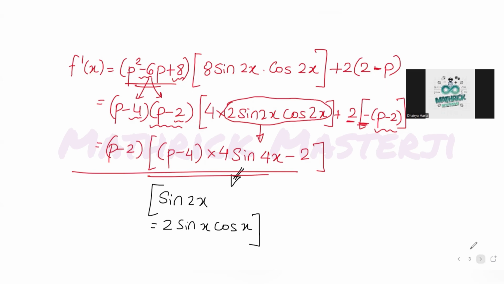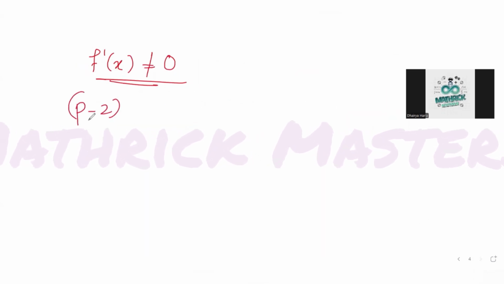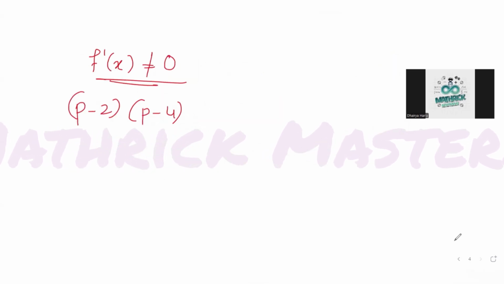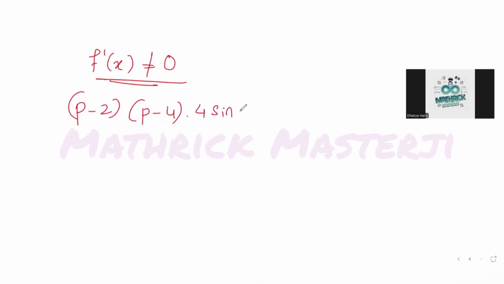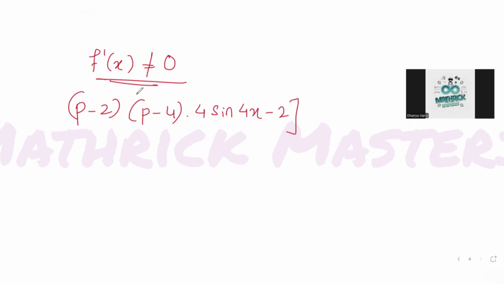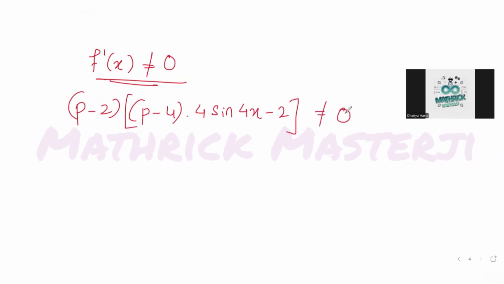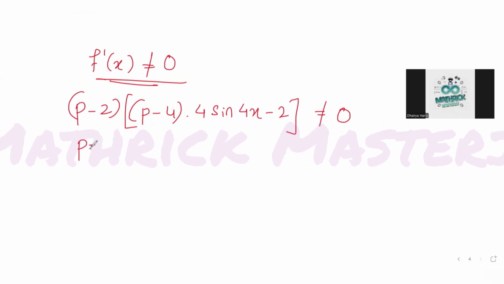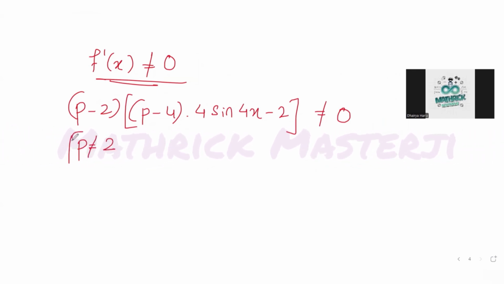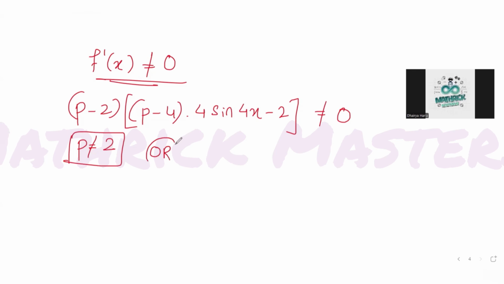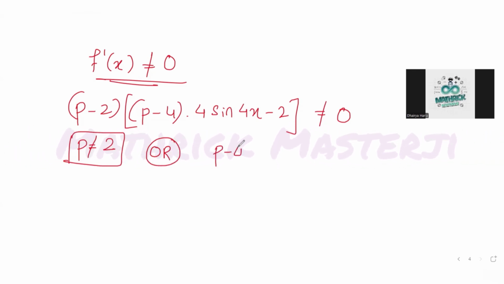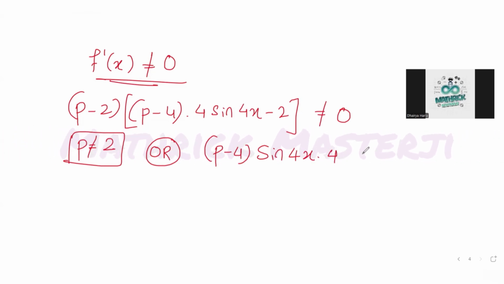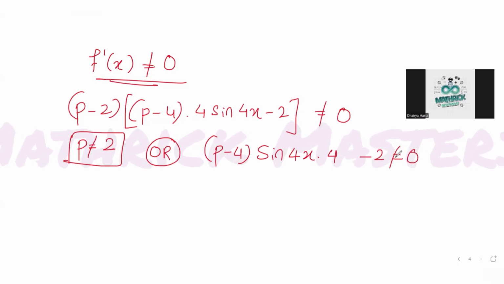So I'll equate this entire thing with 0: (p minus 2)(p minus 4)(sine 4x) minus 2, the whole thing not equal to 0. That gives me only two ideas possible. One is p minus 2 is not equal to 0, so that makes it p not equal to 2. Or the other idea is (p minus 4) times sine 4x times 4 minus 2 not equal to 0.